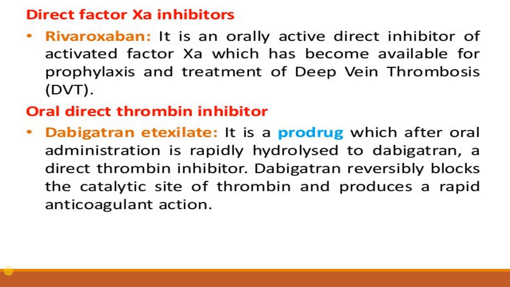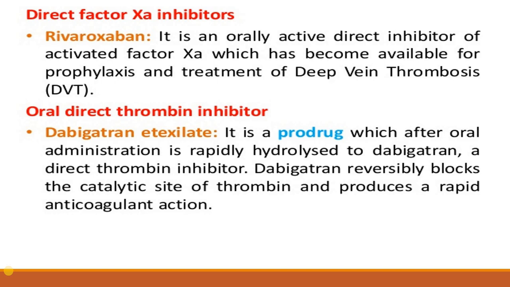Next is direct factor Xa inhibitors. Rivaroxaban is an orally active drug, an inhibitor of activated factor Xa, which has become available for prophylaxis and treatment of deep vein thrombosis (DVT). What is deep vein thrombosis? Do you have any idea? Any symptoms for deep vein thrombosis? Mostly one symptom: leg pain and blueness of veins in the lower leg.